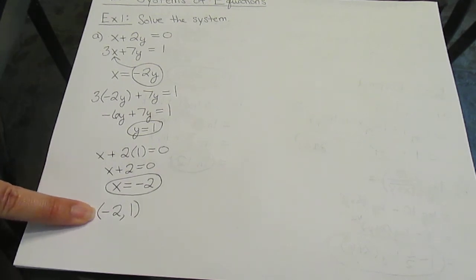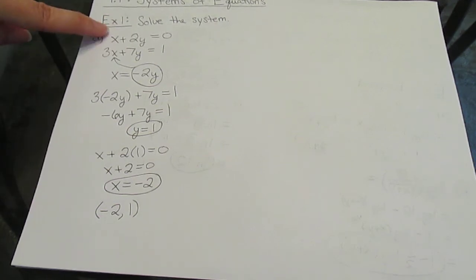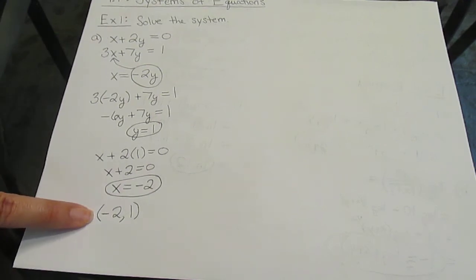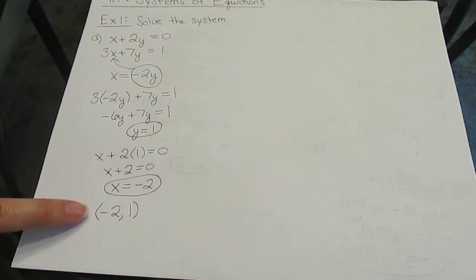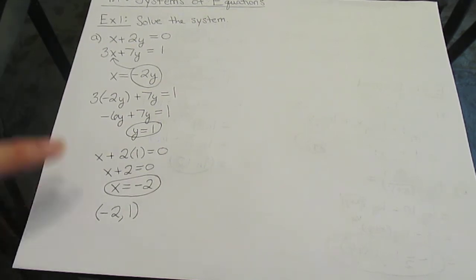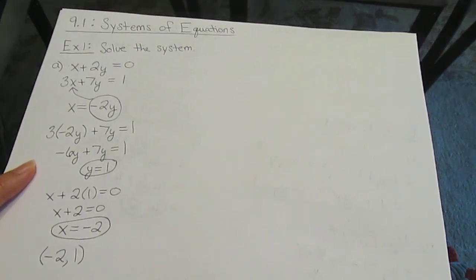What you're doing here when you're solving a system of equations like this, remember these two equations are linear equations, so they're two lines. This answer is where they intersect. So these lines just intersect at one point, negative 2, 1. I'll show you a few more examples where you can see some different types of answers that you might get.